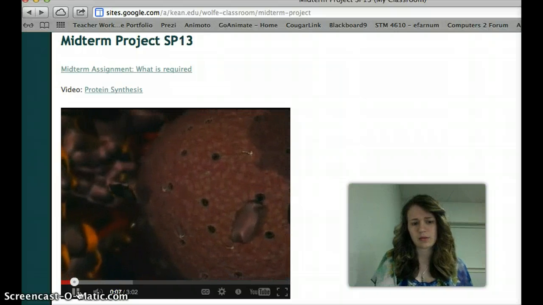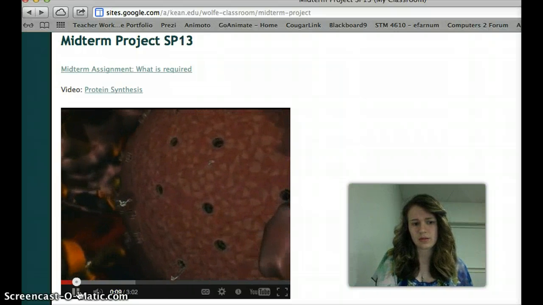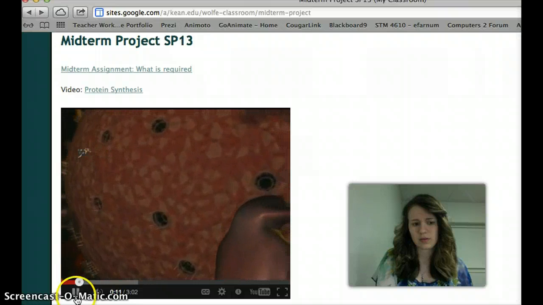With computer animation, we can enter the cell to view this remarkable system at work.